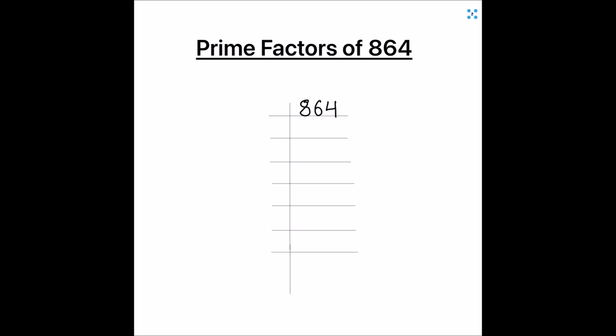As 864 is an even number, it is easily divisible by the first prime number, 2. 2 times 4 is 8, 2 times 3 is 6 and 2 times 2 is 4. Again we can divide by 2: 2 times 2 is 4, 2 times 1 is 2, 1 is the remainder, this becomes 12, 2 times 6 is 12. 2 times 1 is 2, 1 is not divisible by 2, so we'll put a 0.